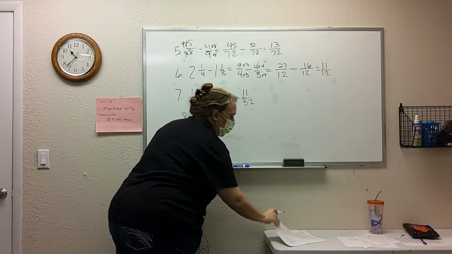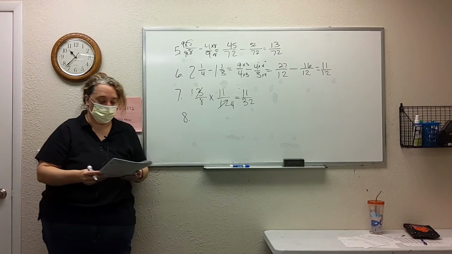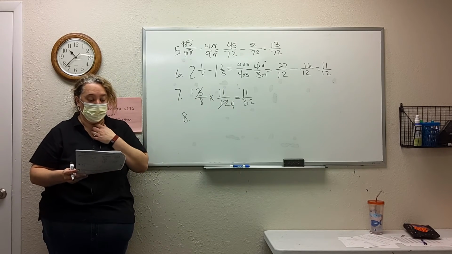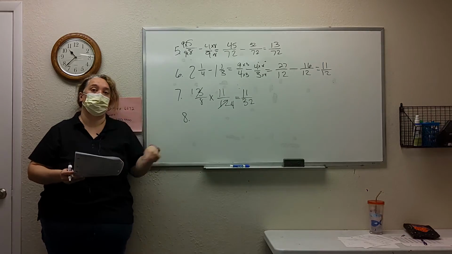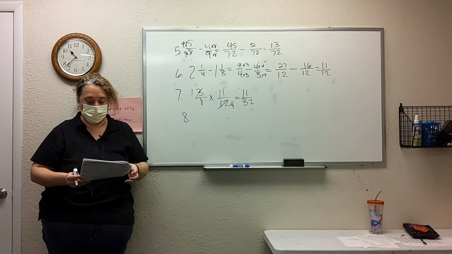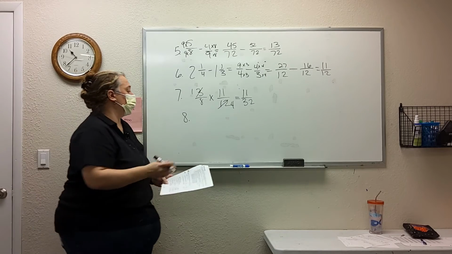Number 8. Give that a shot on your own. So put that one down for homework. That's mixed numbers. So you just need to put those into improper fractions and then multiply. All right.